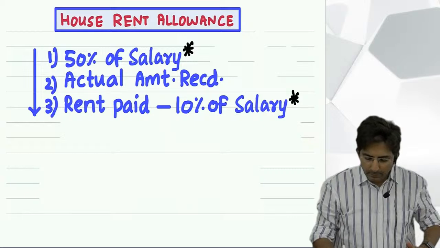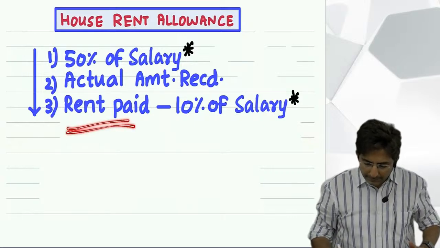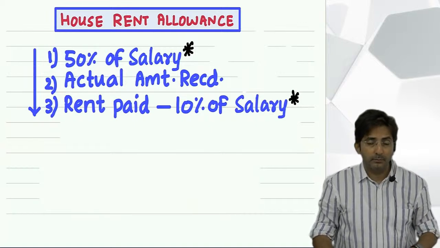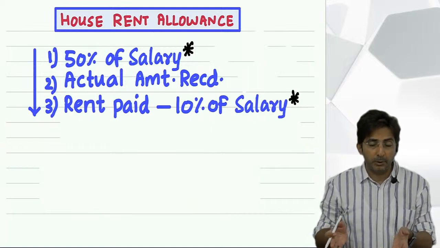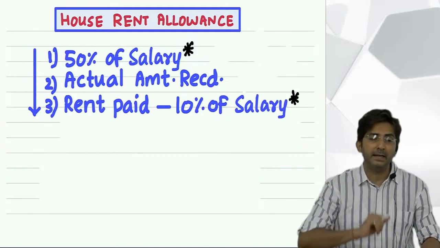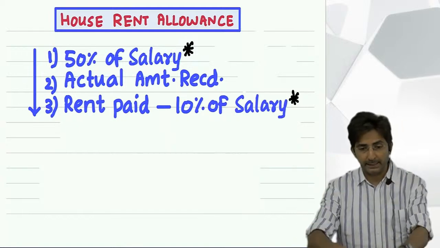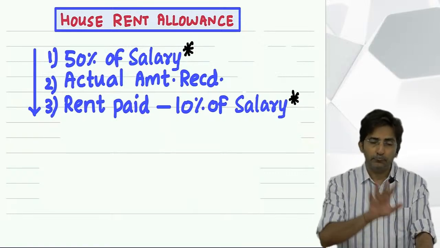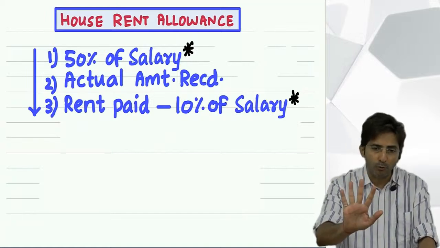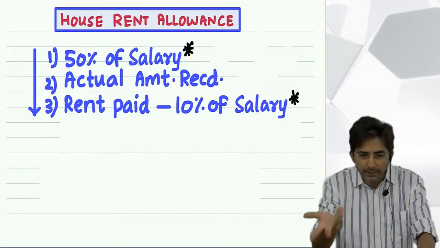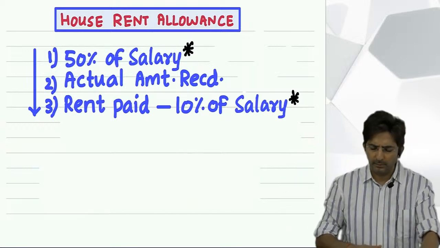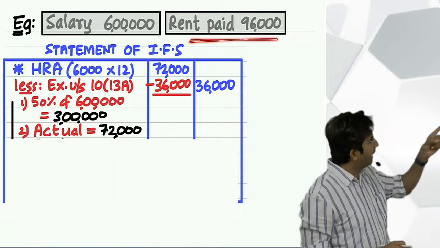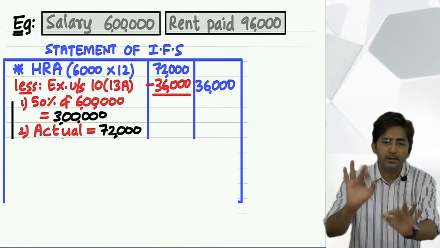Then the third: rent paid minus 10% of salary. So rent paid means what? How much rent is he paying? Because why is he getting HRA? Because he has to stay in a rented house. So obviously the employee would know the rent which he is paying. If you stay in a rented house, will you not know the rent which you are paying? That will be given in the question. So assume rent paid by him is 96,000. Don't worry about all this data. Every data will be given in the question.